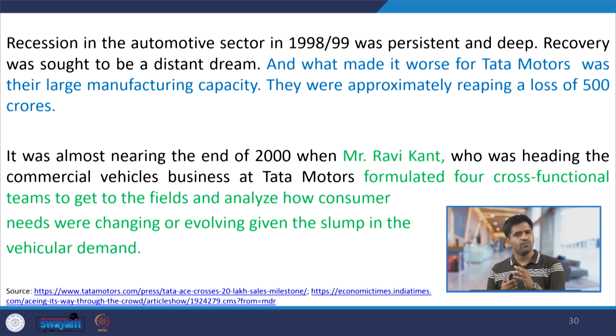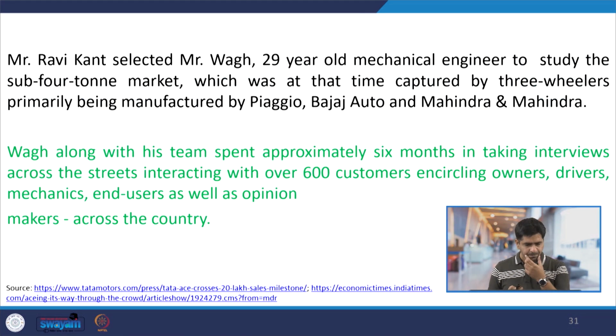So it was almost, or maybe say nearing the end of 2000, when Mr. Ravi Kant, who was heading the commercial vehicles business at Tata Motors, formulated 4 functional teams, and he wanted them to be on the field and talk to customers so that they could figure out the reasons for the slump which was going around in the vehicular demand. Now, Mr. Ravi Kant selected this wonderful guy, Mr. Wagh, who was a 29-year-old mechanical engineer at that time, to study the sub 4 ton market.